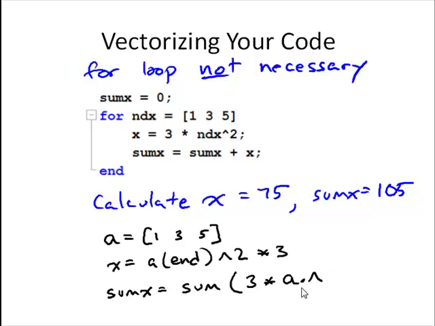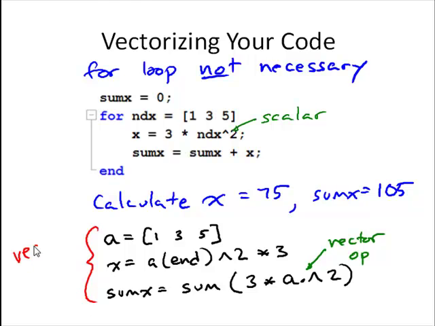Note the period here is necessary because now a is a vector, and that is a vector operation, whereas before this was a scalar. That's a scalar exponentiation here, and here this is a vector exponentiation. So that's part of what we're talking about when we say this is now vectorized code.